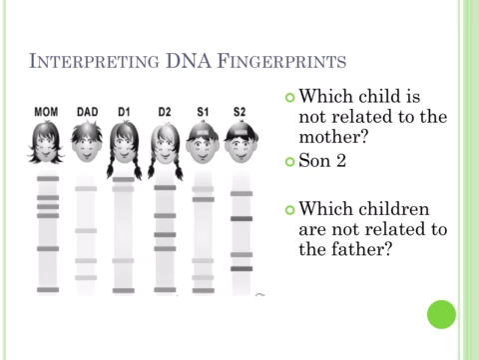What children are not related to the father? Again, you can go through and look, and we have daughter 2 and son 2. So we infer from this that son 2 was adopted and that daughter 2 would have been from a different relationship with mom. I'm hoping that means they're not close in age, because that could get a little complicated.